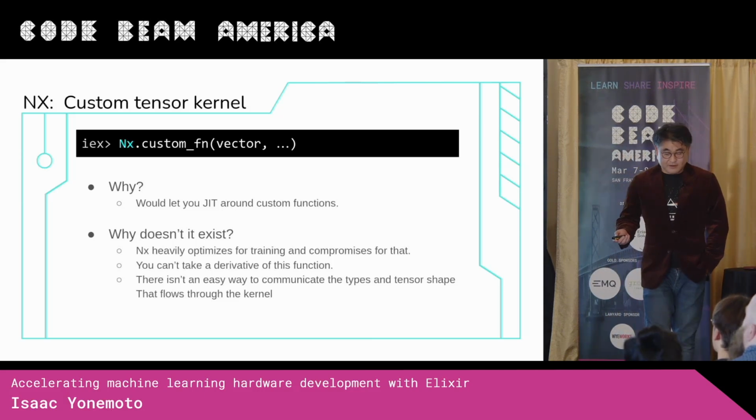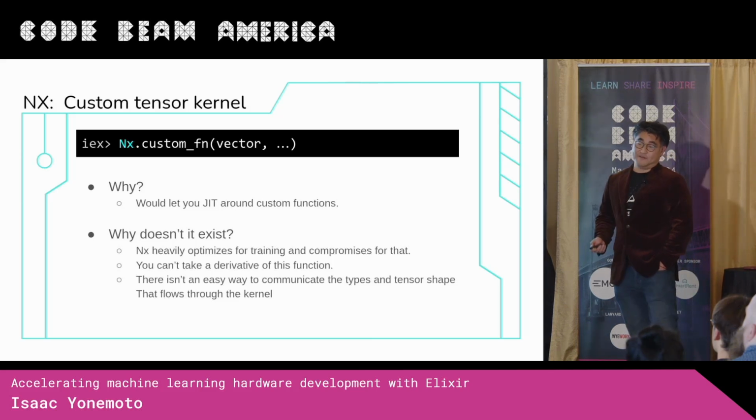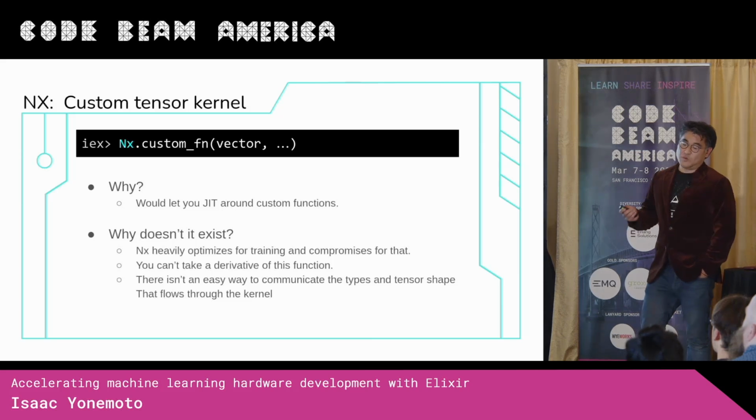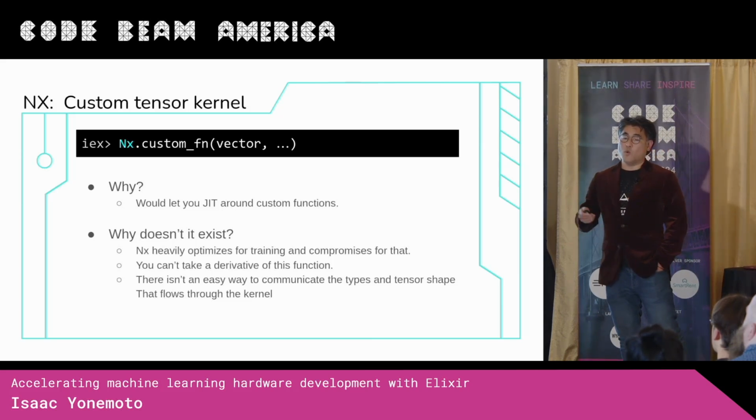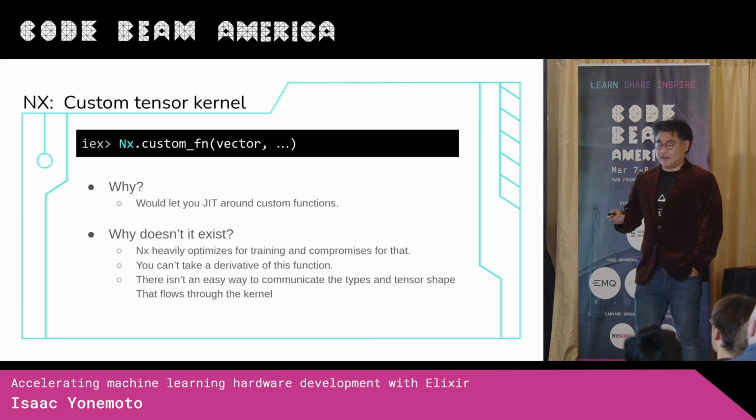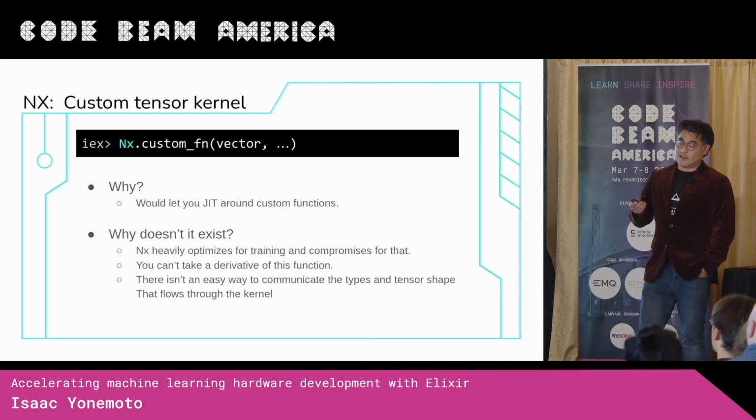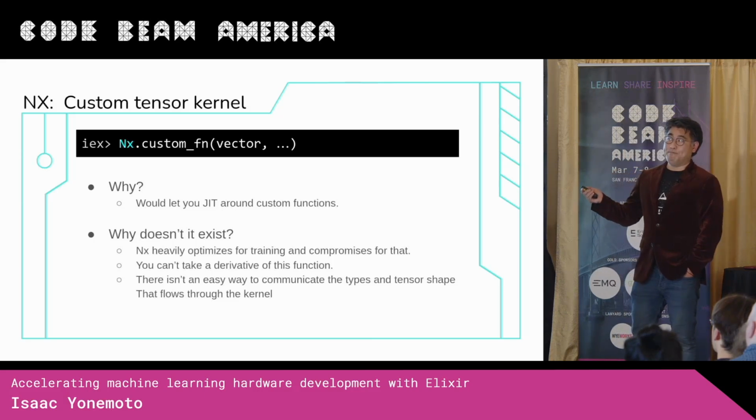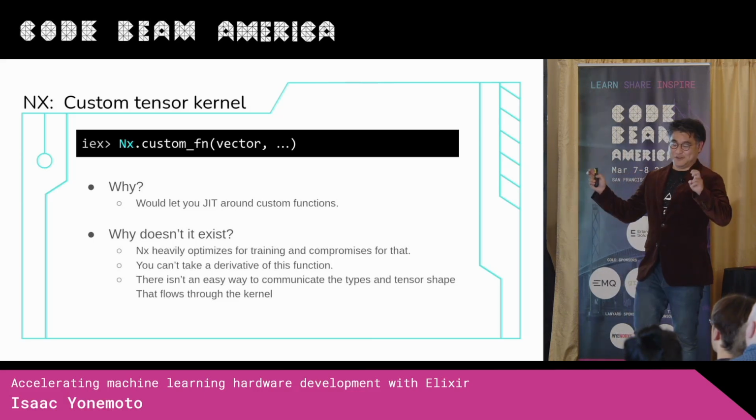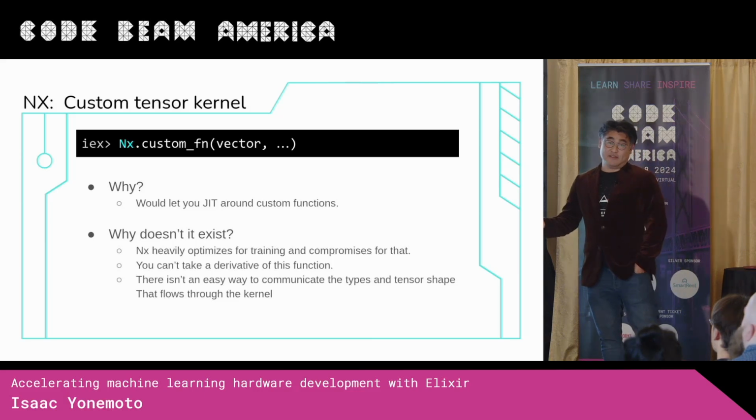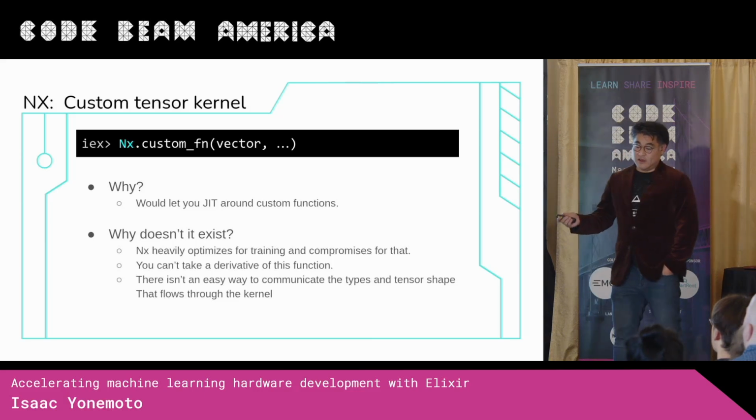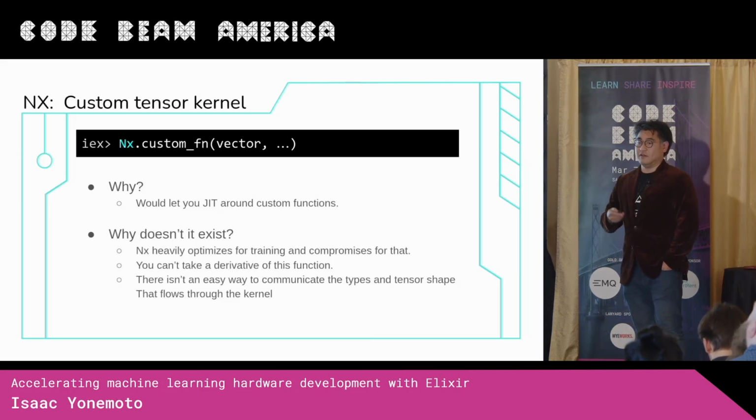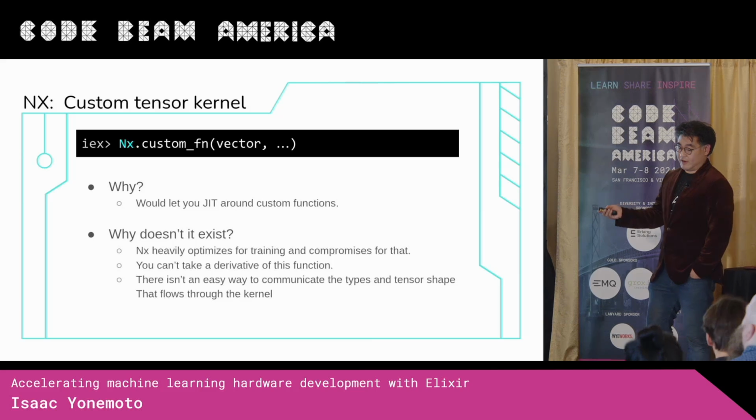Custom tensor kernels would also be nice. We can't currently JIT around custom functions in NX. And probably the big reason why that doesn't exist is because we need to communicate back to the NX compiler what the output shape is going to be. And also, you can't take a derivative. And again, NX heavily optimizes for training, so it's in the same bag as big GPU. It optimizes for training and compromises inference for that, which is not necessarily a problem, but it would be nice to have ways to do inference better anyway, because it's a bigger market.